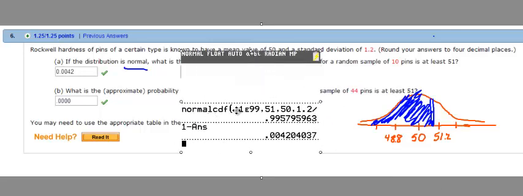I did my normal CDF, and in my calculator, once I hit paste, it pops the numbers in just as you would in your older calculators, and I get 0.99. So everything behind the 51 would be 0.9957, and so on. And I need to know everything above the 51, so I'll just do 1 minus my previous answer. And if you don't know where your previous answer button is, it's on your negative key.